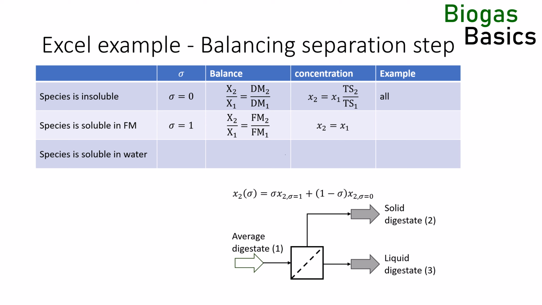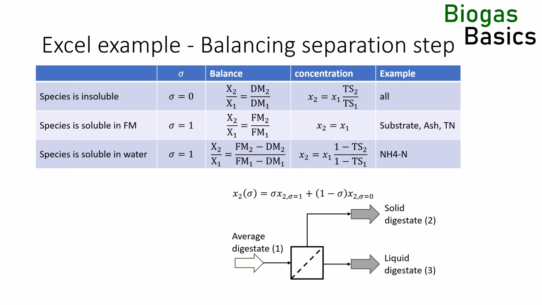The concentration of species X in stream 2 is the same as in stream 1. The separation step is not selective against species X. Examples for this behavior are substrate fractions, ash and organic nitrogen. We will use the concept of substrate fraction later, when we start using kinetics.